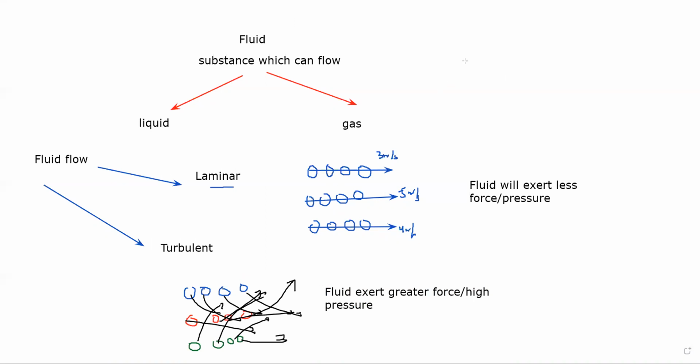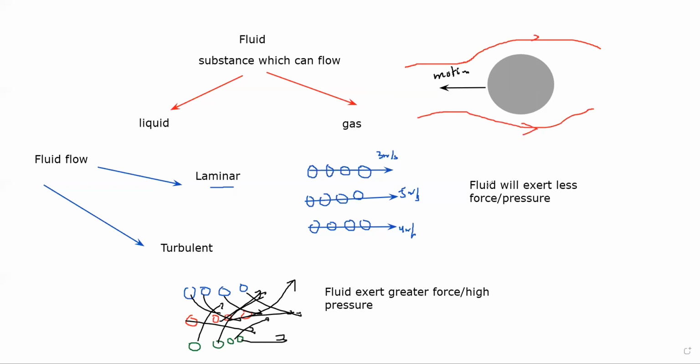So if we have a sphere and this sphere is moving through the air towards the left, this is the direction of the motion of the sphere or the ball. What will be the direction of the fluid flow, left or right? The direction of the fluid flow is towards the right. Why? Because the air will move around it, so the air is moving in the opposite direction.